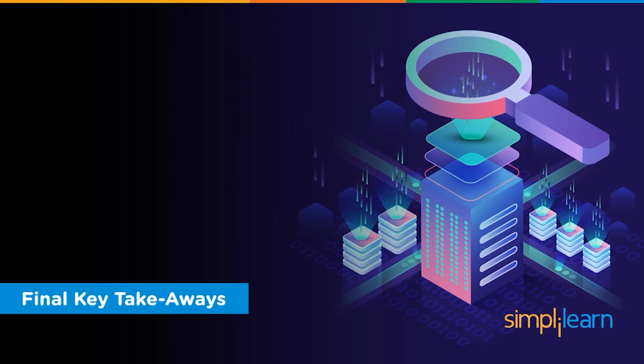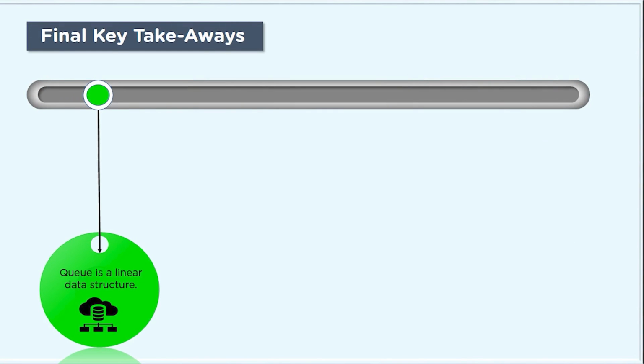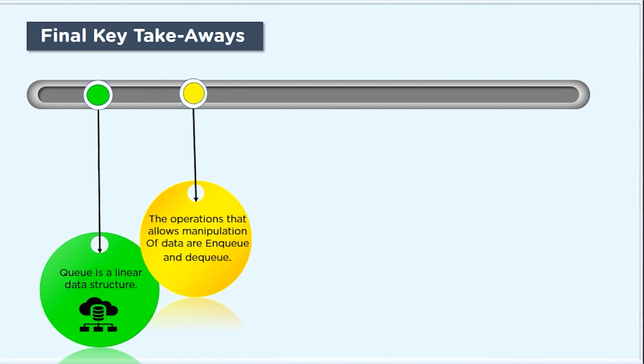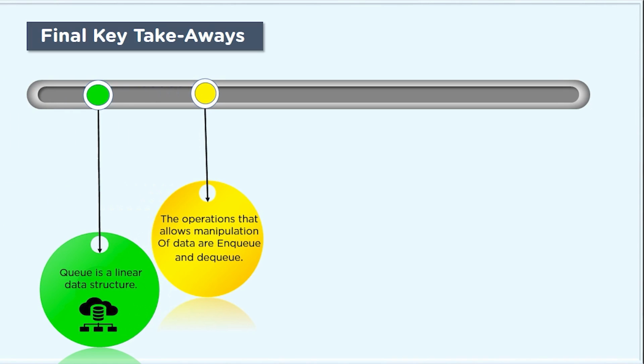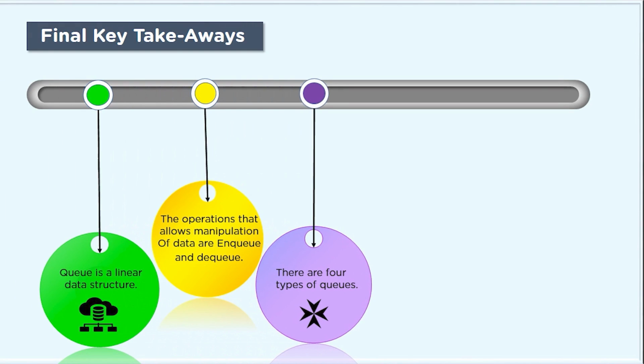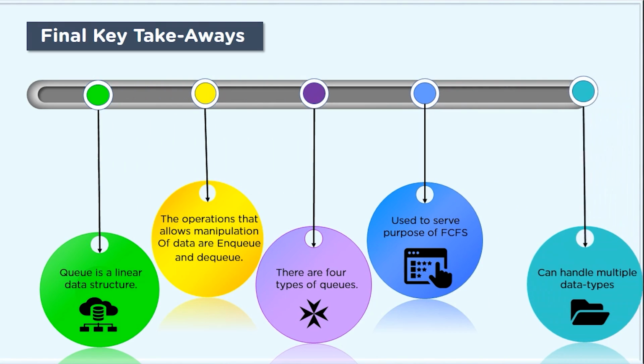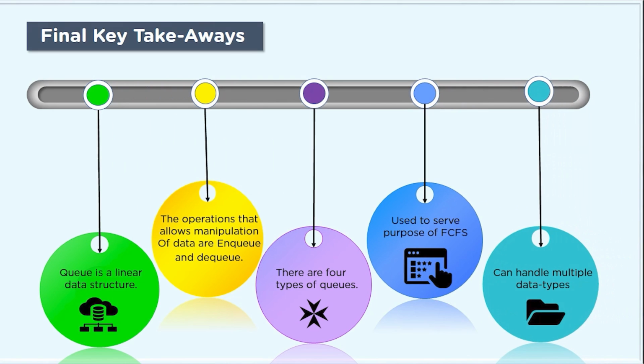Finally, let's have a look at some key takeaways that we discussed in this session. We started this session by examining the structure of the queue. We learned that the queue is a linear data structure. After that, we talked about different operations of queues, in which we learned NQ and DQ are responsible for data manipulation in a queue. Later, we discussed different types of queues as well. Finally, we discovered some applications of queues and how they fulfill the need of FCFS systems. We have also made it clear that queues can handle multiple data types as well.